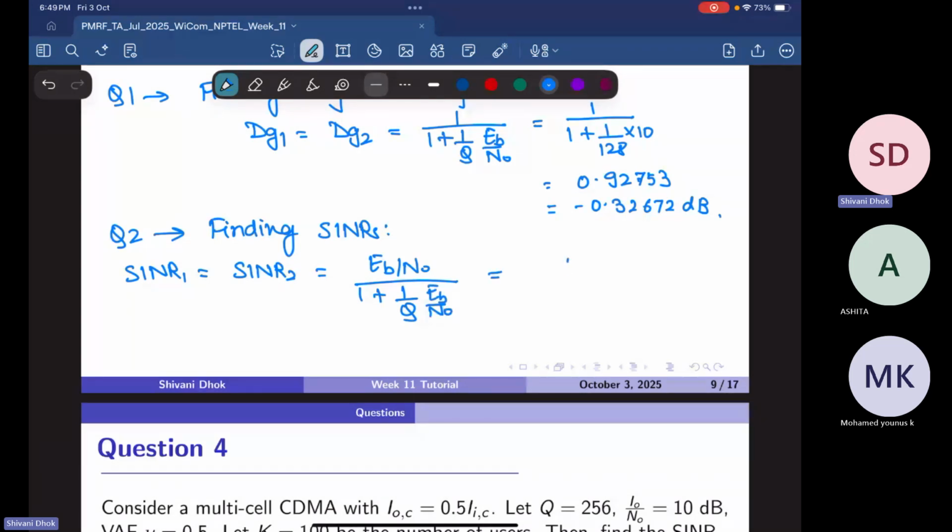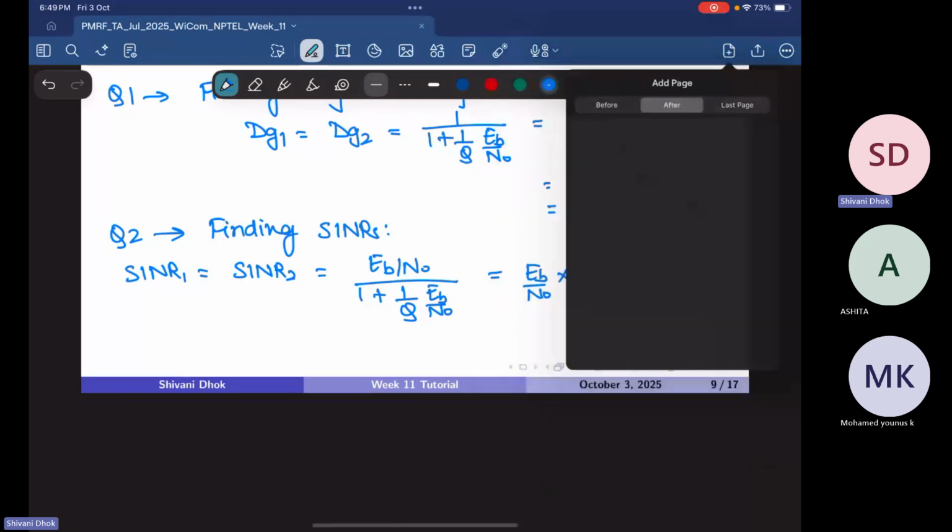So your Eb/N0 was 10 divided by 1 plus this factor 1 upon 1 over... let me do it step by step. Let's not jump over the steps. So this is basically Eb/N0 into your dg1. Let's say dg1 and dg2 both are the same, you can use them interchangeably.